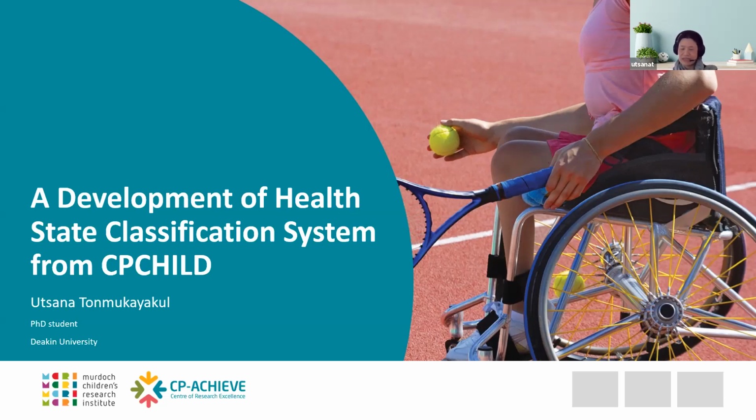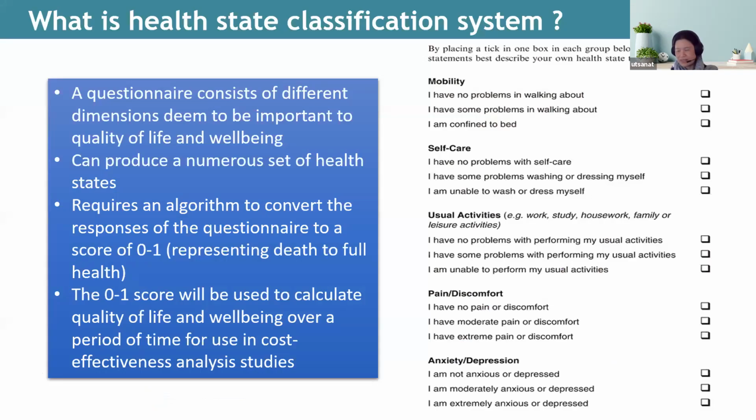And the study that I'm going to talk about today is looking at the outcome measurement, or the health measurement, for kids with cerebral palsy. I'm looking at the development of a health state classification system from the CPCHILD. I know that there are so many terminologies that you might not know, starting from the health state classification system.